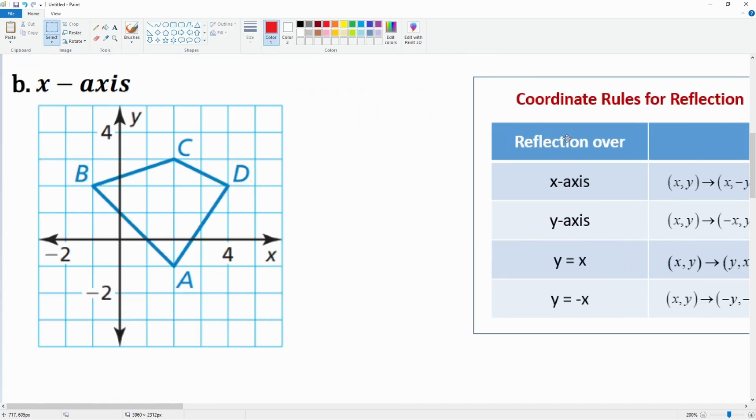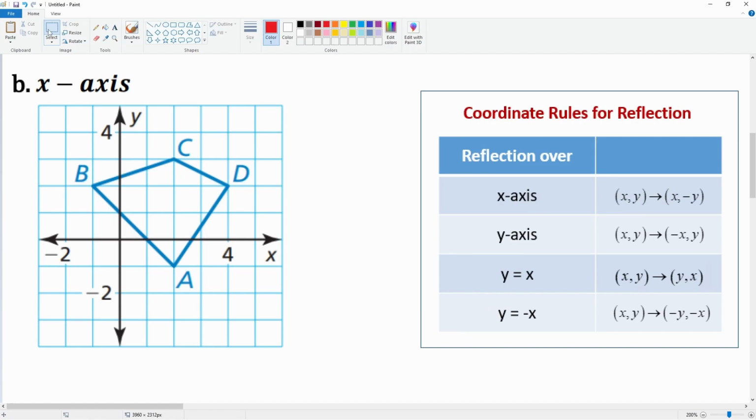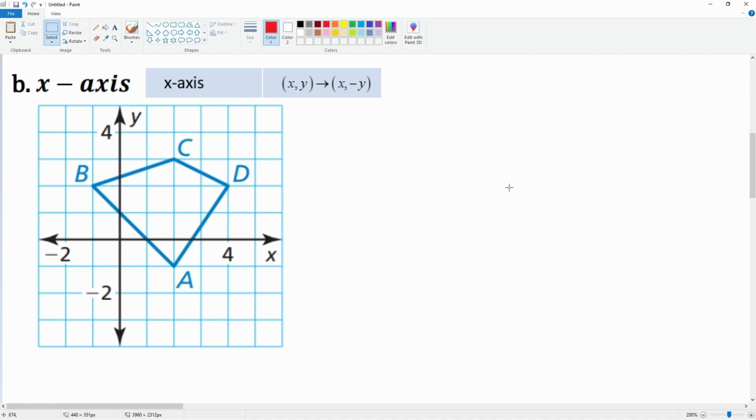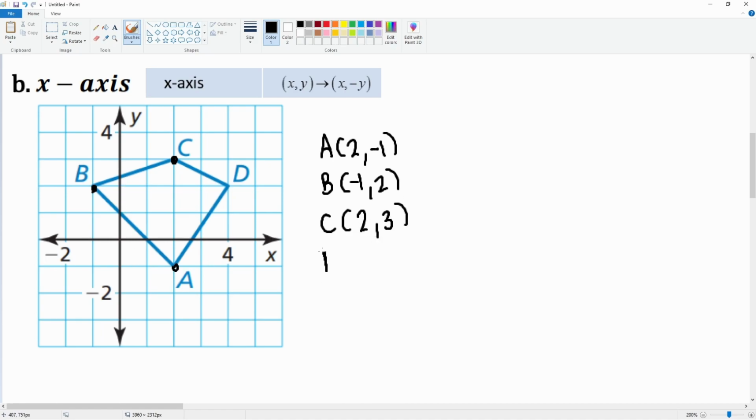Let's look at the x-axis here. So I have my rules here, and I only care for the x-axis rules. So it's just this. All right, let's grab the original points. The first one, A, is the value of (2, -1). B is (-1, 2). C is right here, which is (2, 1, 2, 3). And D is (4, 2).